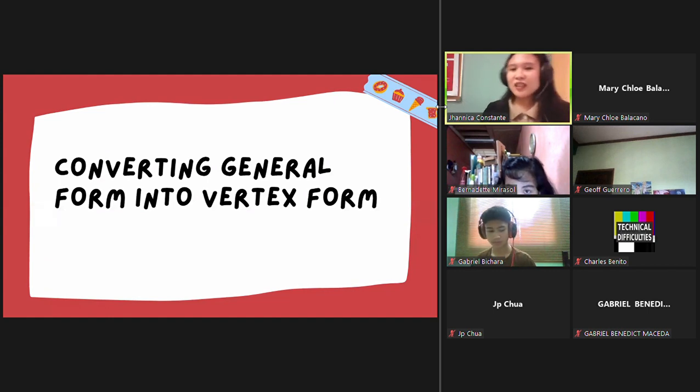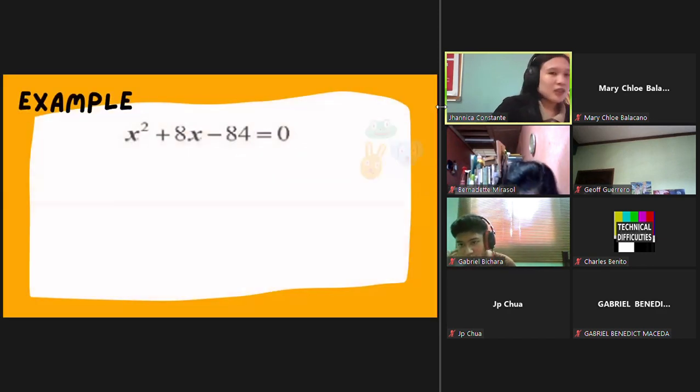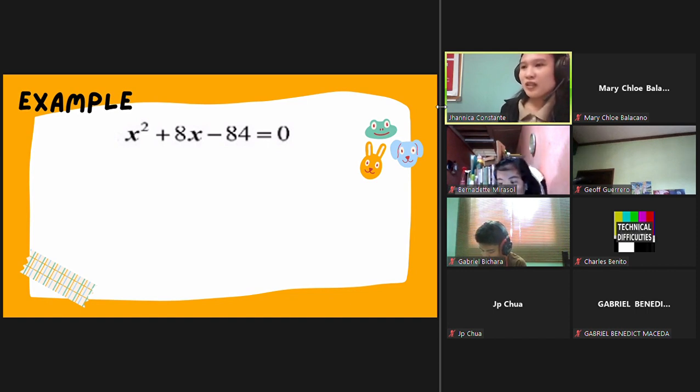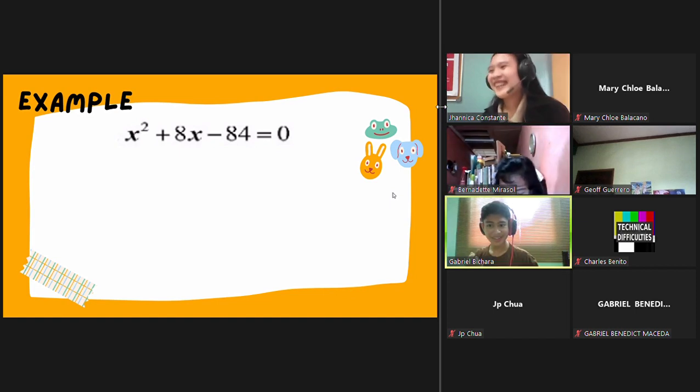So let's proceed in converting the general form of quadratic equation into vertex form. Rewriting a quadratic function from standard to vertex form. To write standard form into vertex form, we're going to use completing the square. I hope you still remember completing the square. No longer? Amnesia, short-term memory loss, long-term memory loss.